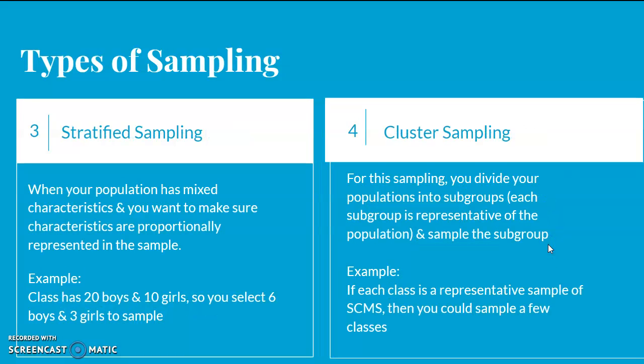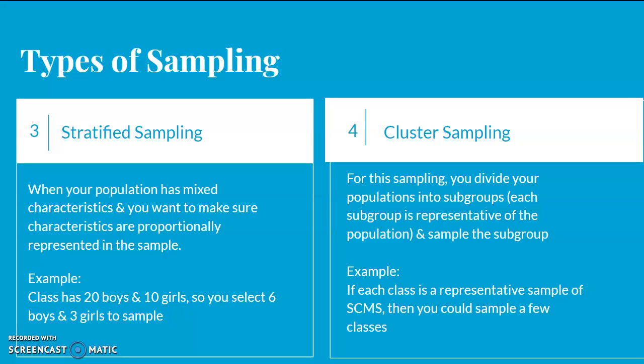The third type of sampling is stratified sampling. This is when your population has mixed characteristics and you want to make sure that the characteristics are proportionally represented in the sample. So for example, last year I had a class of 20 boys and 10 girls. If I were to select 5 boys and 5 girls from the class, then I'm not getting a true representation of my population. When you take that ratio of 20 boys to 10 girls down, you're looking at a 2-to-1 ratio there, 2 boys to every 1 girl.